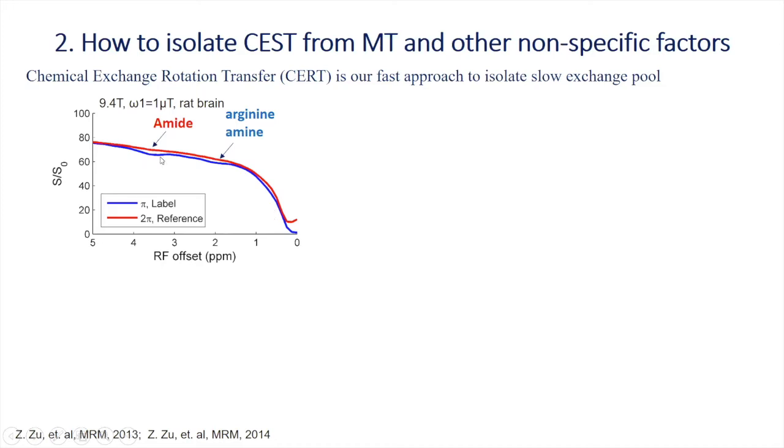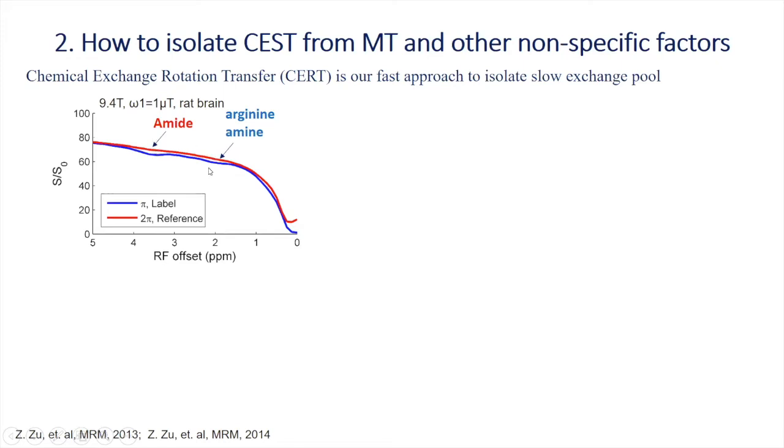Why? This is because when we use the pi irradiation, the spin will be inverted, and then after transfer, it will cause maximum CEST effect. But when you use 2 pi, the spin will rotate back, so after exchange, it will cause minimum CEST effect. But for both of these sequences, they have the same RF power, and thus the MT and direct saturation are the same. And so they have the same effect.